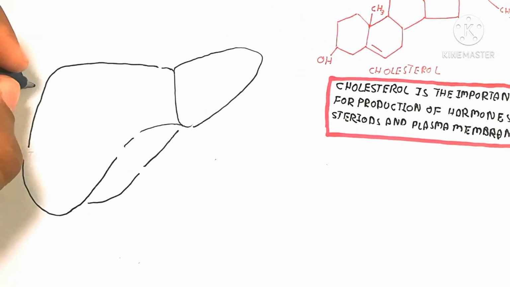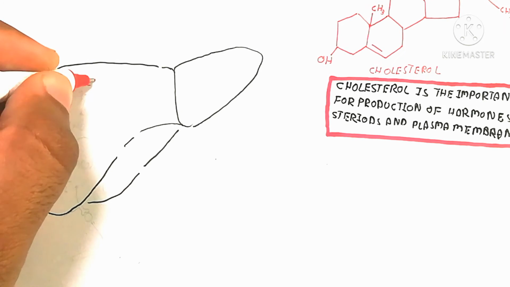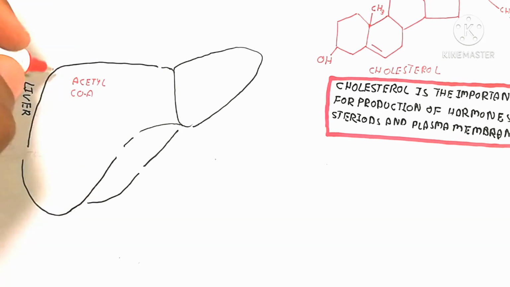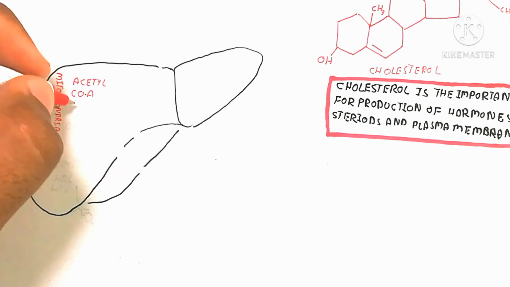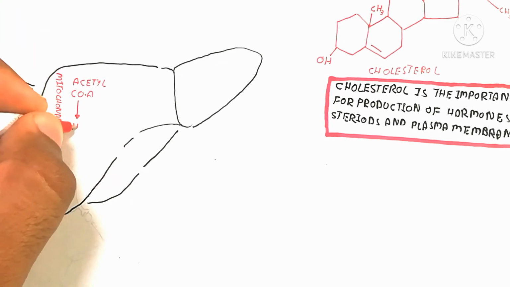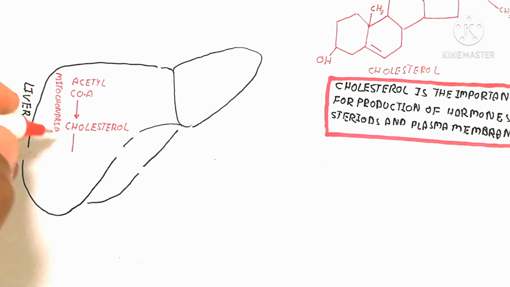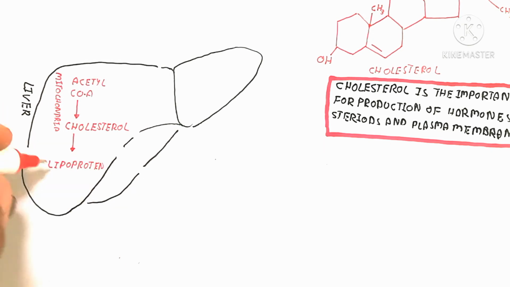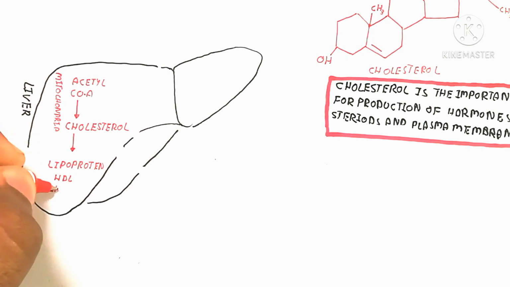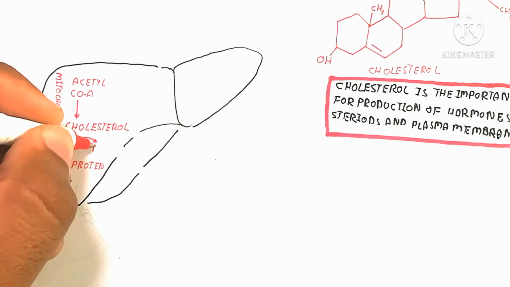So here I am drawing the liver, because we should understand how cholesterol is transported in our body. We will discuss the biochemistry in this video, but here is the introduction. You should understand the overview of cholesterol. Acetyl-CoA is produced from glucose during glycolysis to pyruvate, and that pyruvate goes into the mitochondria and will be converted into cholesterol.